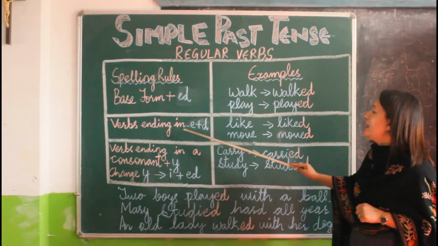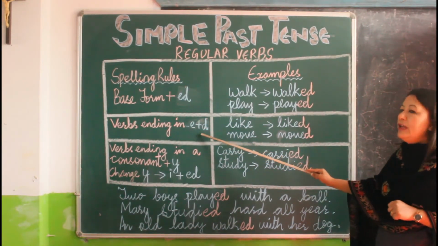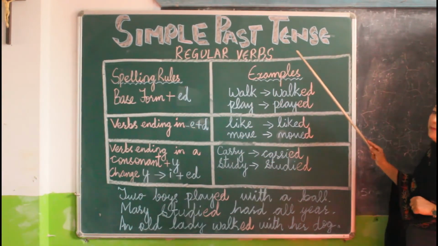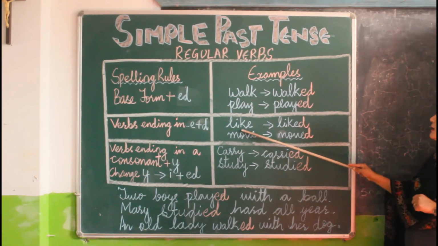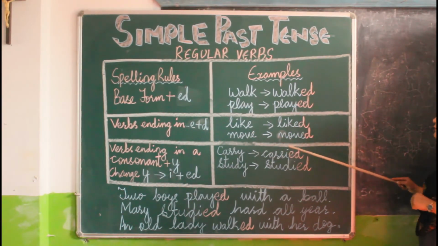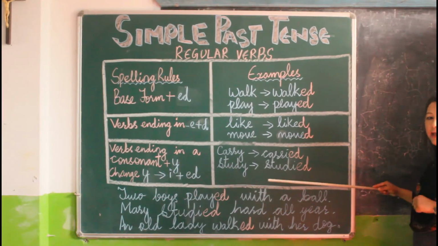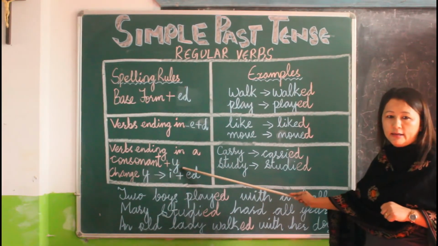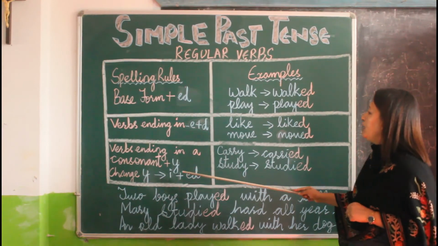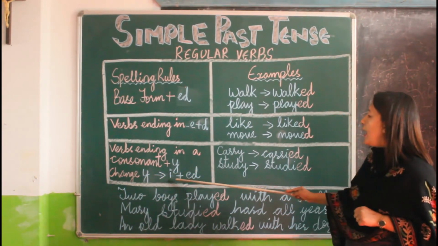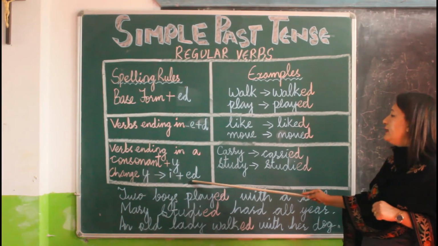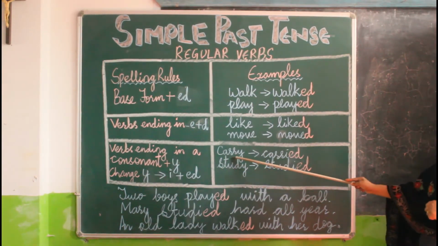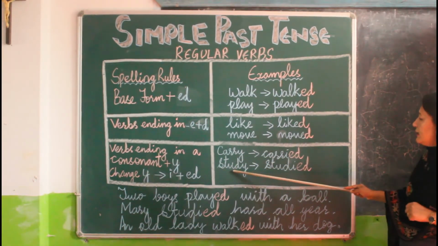And next we have verbs ending in E. If the verb ends in E, we need to add D to make it into simple past tense. For example, like, liked, move, moved. And for verbs ending in a consonant plus Y, we need to change the Y into I and add ed. For example, carry, carried, study, studied.